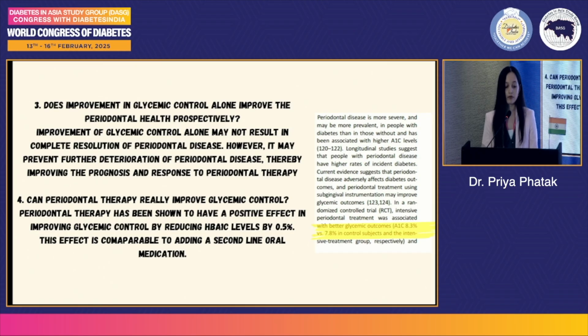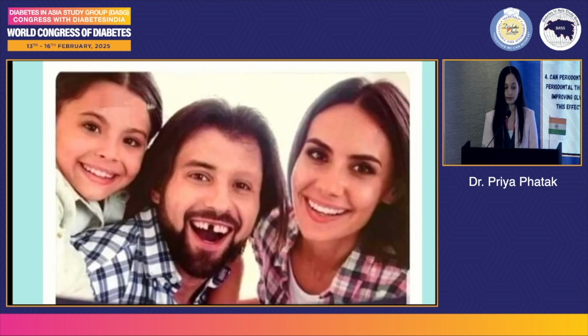And fourth, can periodontal therapy really improve glycemic control? Yes, periodontal therapy has been shown to have a positive effect in improving glycemic control by reducing A1C levels by 0.5%. To put things into perspective, this effect is similar to what is achieved by adding a second line oral medication. Look at this picture.